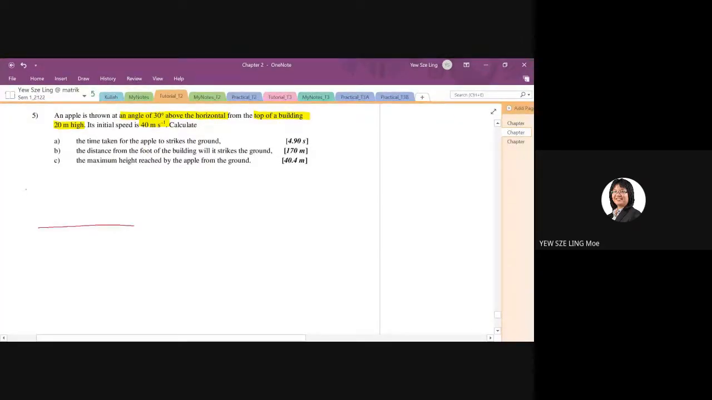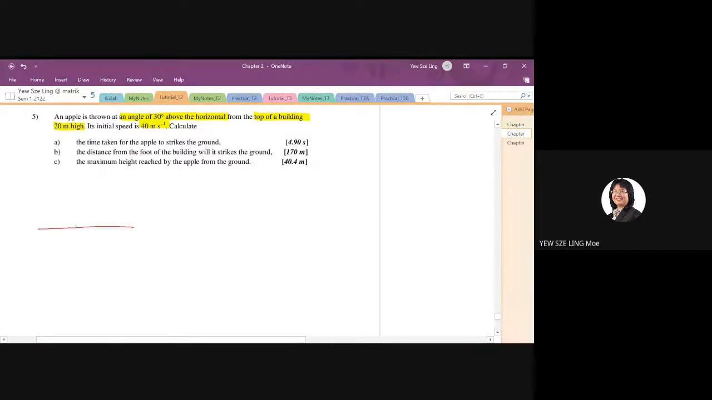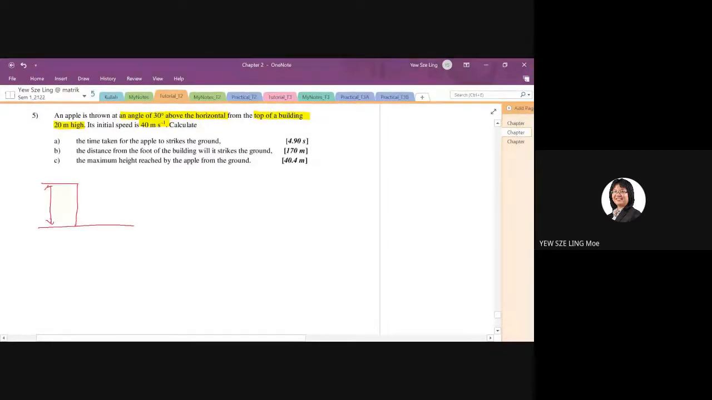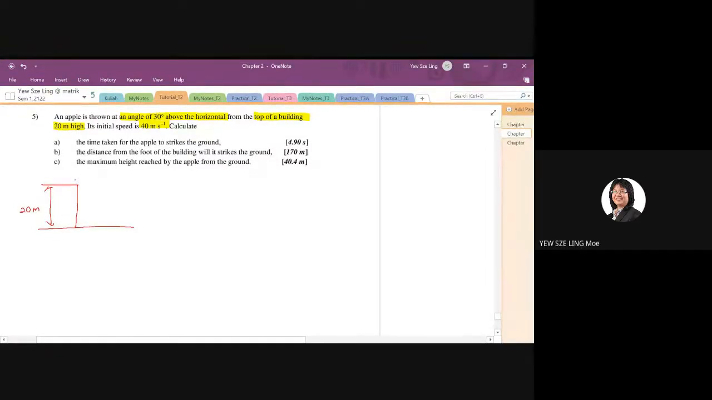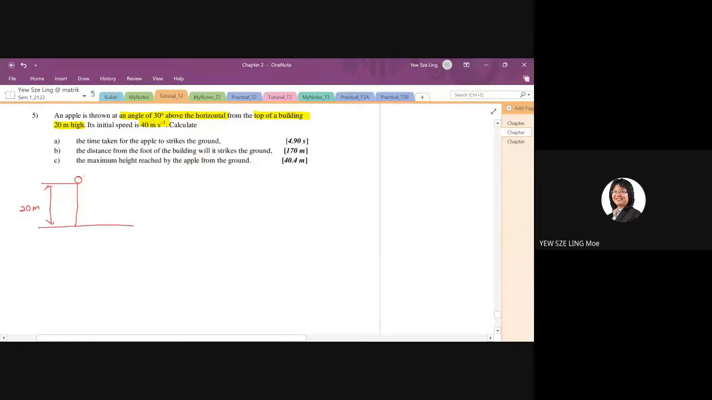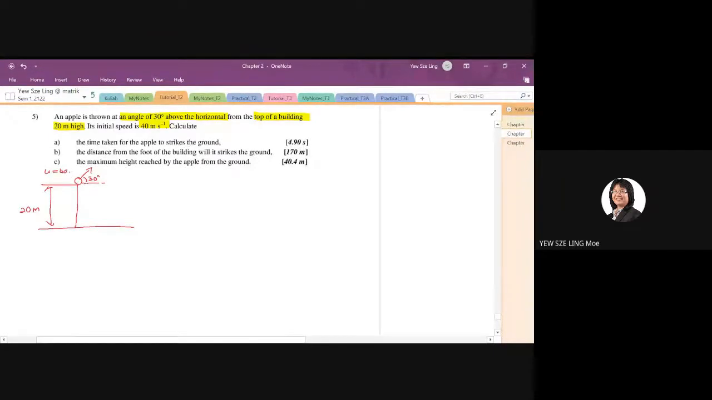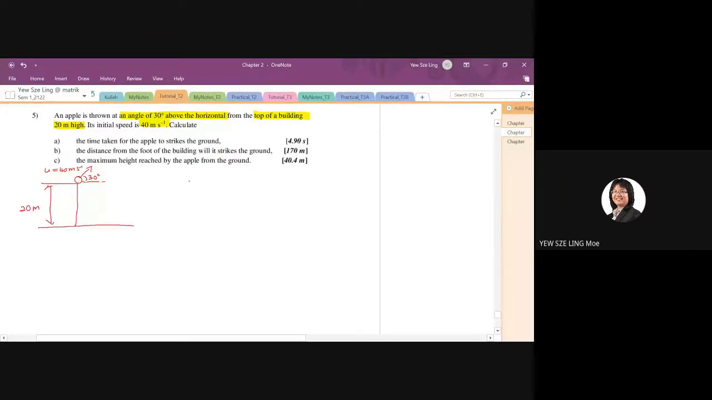You have a ground and then you have a building. This building is 20 meters high. And then this is the apple, and you throw it at an angle of 30 degrees above horizontal. And then the initial speed is 40 meters per second. So calculate the time taken for the apple to strike the ground.